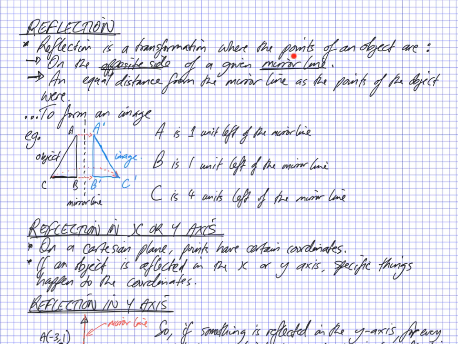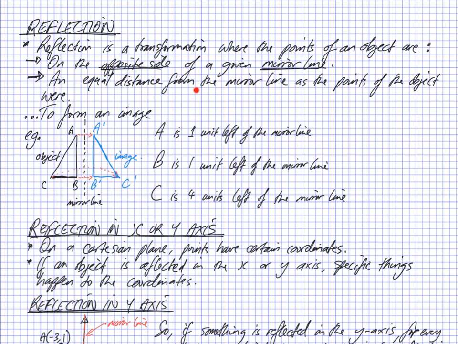It's a transformation where the points of an object are on the opposite side of a given mirror line. So when you look in a mirror, you see your reflection. Same applies in maths. You're given a mirror line and you're reflecting an object in that mirror line. It goes to the opposite side.